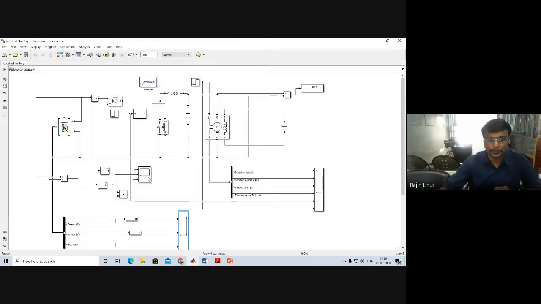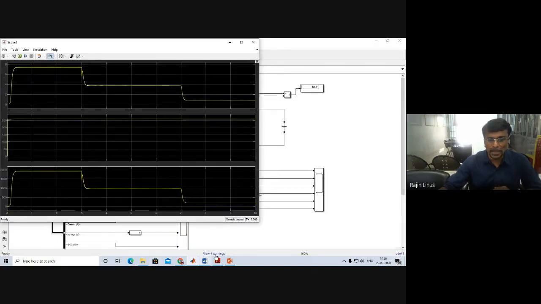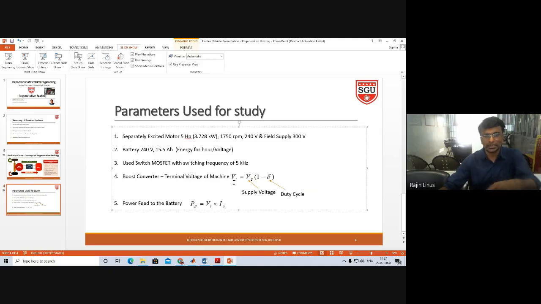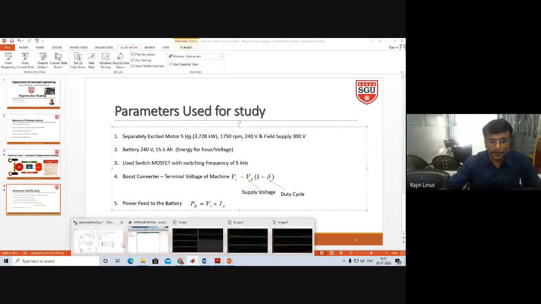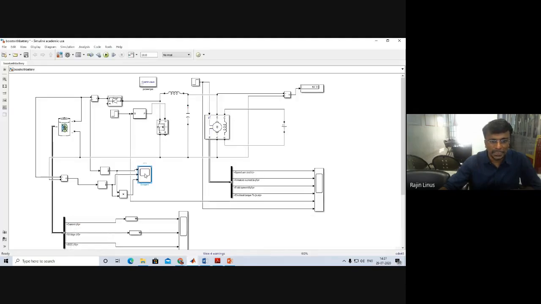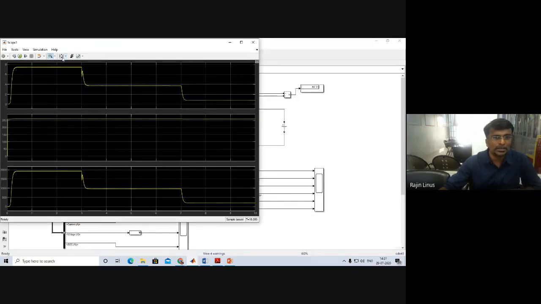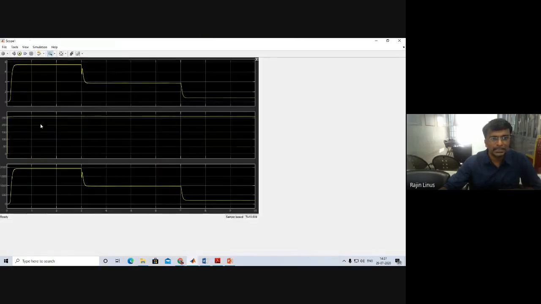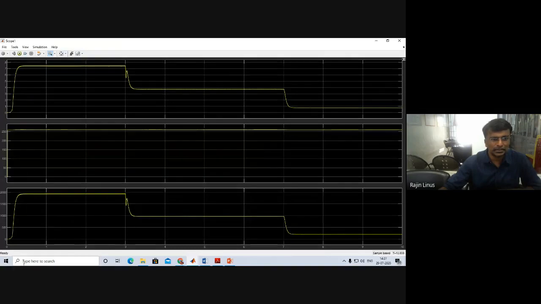Then about the power production. If you use this formula, this is for the terminal voltage. This is the supply voltage. So this is the supply voltage, and this is the terminal voltage. If you substitute into this power formula, you will get these values of power for various time periods of changing the duty cycle. See, now this is the initial one: the first one is current, the second one is voltage, then power.